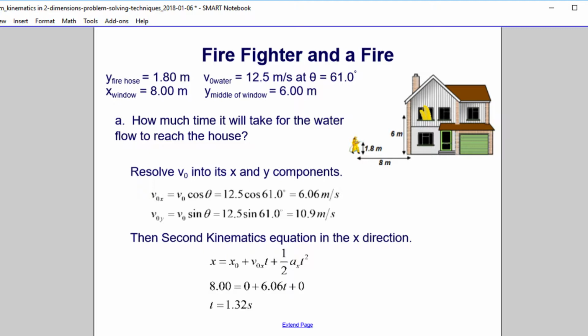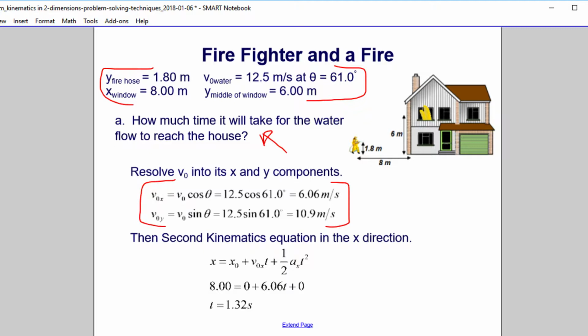We take all those words from the previous page and boil them down to this. This totally summarizes what our initial conditions are, and then we can look at all our further statements here asking us what they want us to find. So the first thing you do, two-dimensional kinematics, resolve your initial velocity into its x and y components, and we'll be using this over and over again.